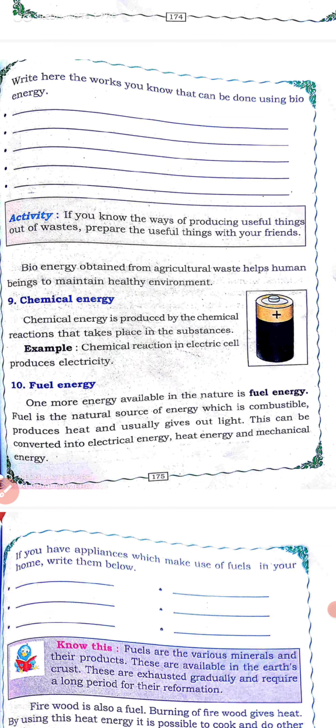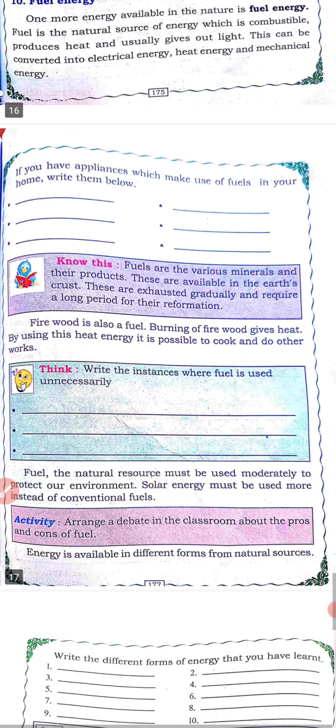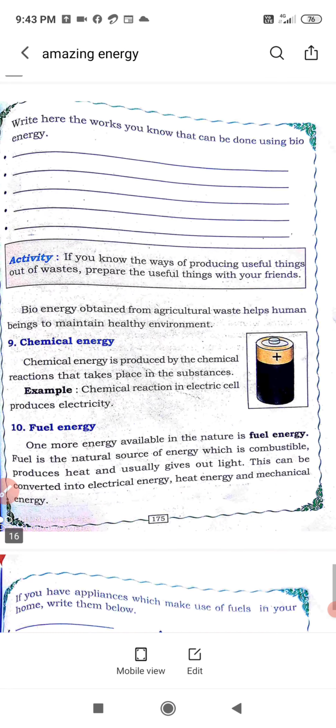Next we have fuel energy. Different types of fuels we are using. Some people use wood as fuel. Some use LPG as fuel. And in vehicles we have seen petrol or diesel is used as fuel. Like that, fuel burns in the presence of oxygen and produces heat. So that is called fuel energy. You can see the picture.